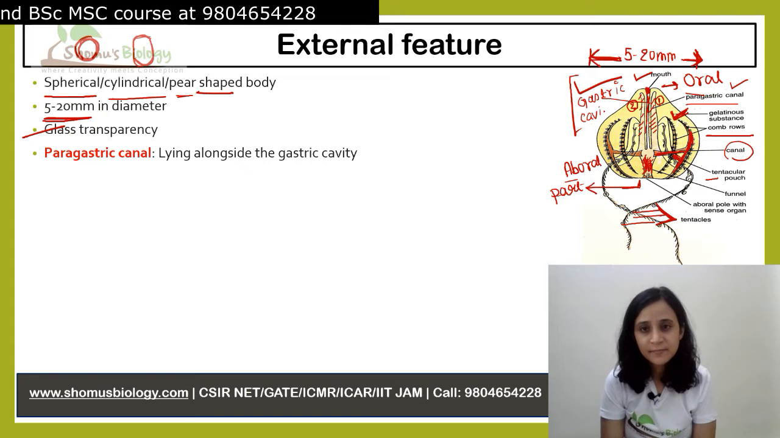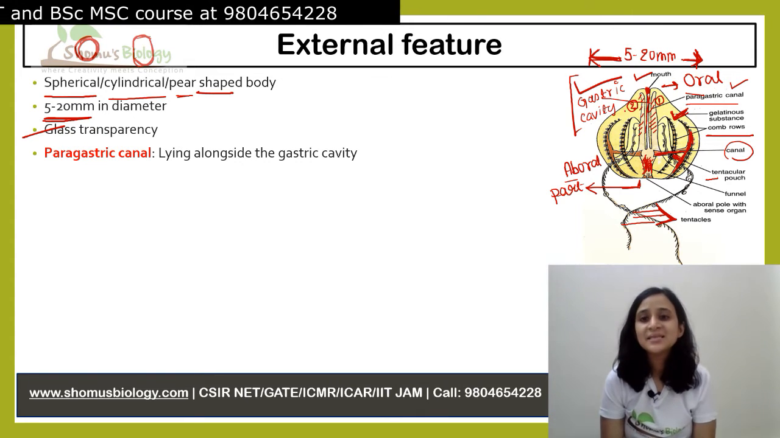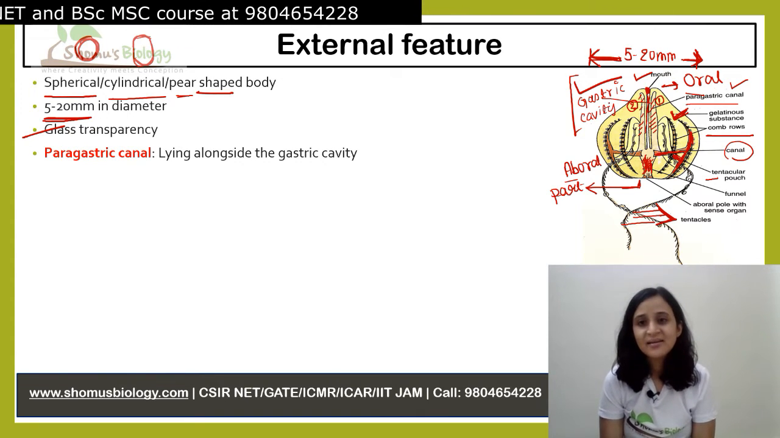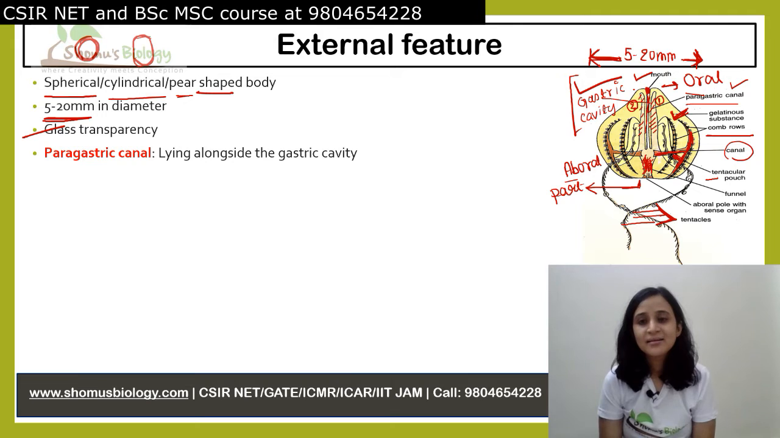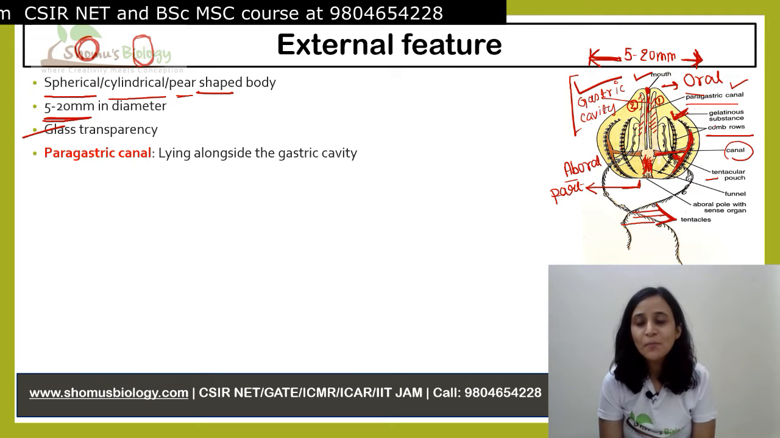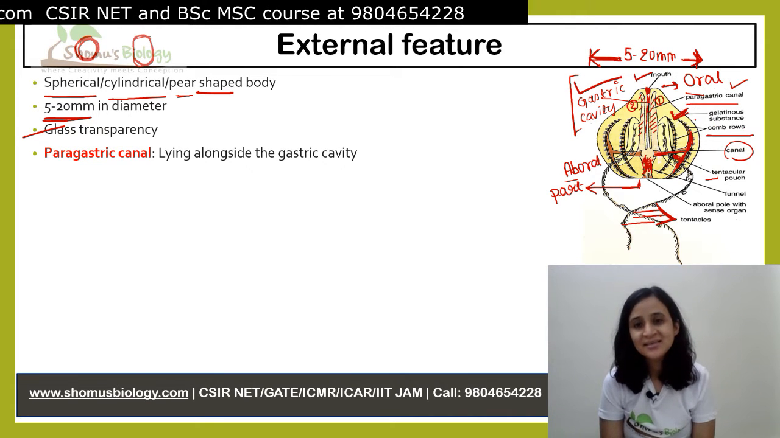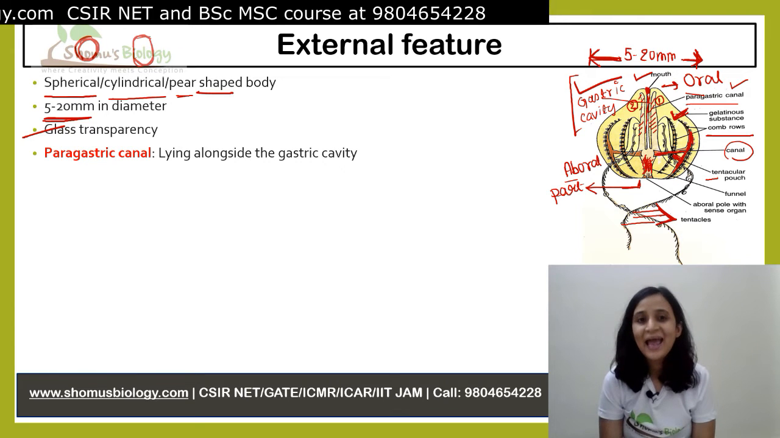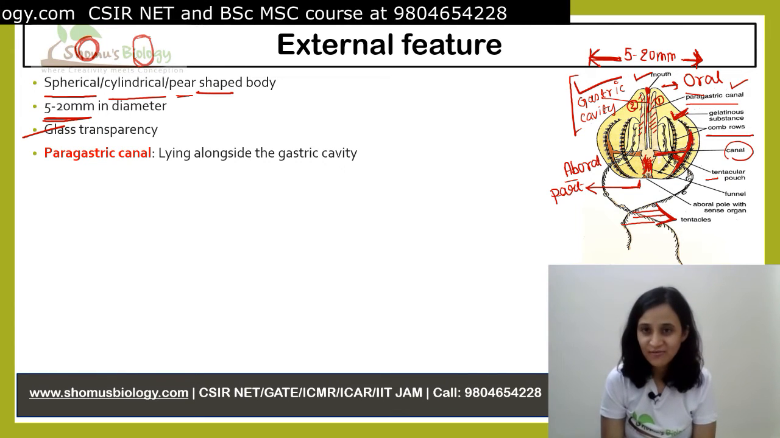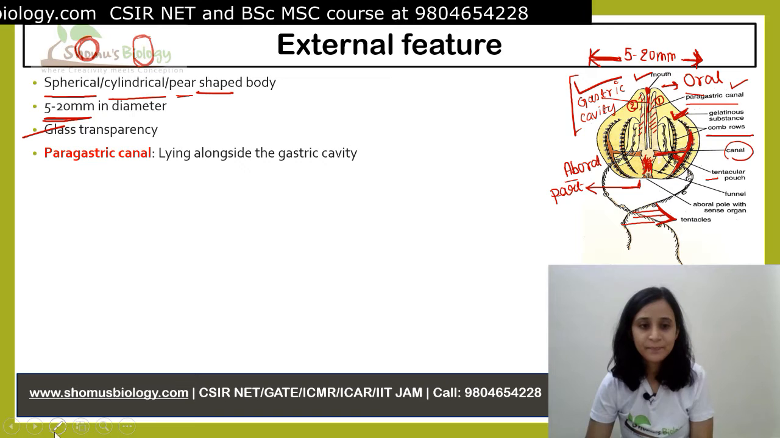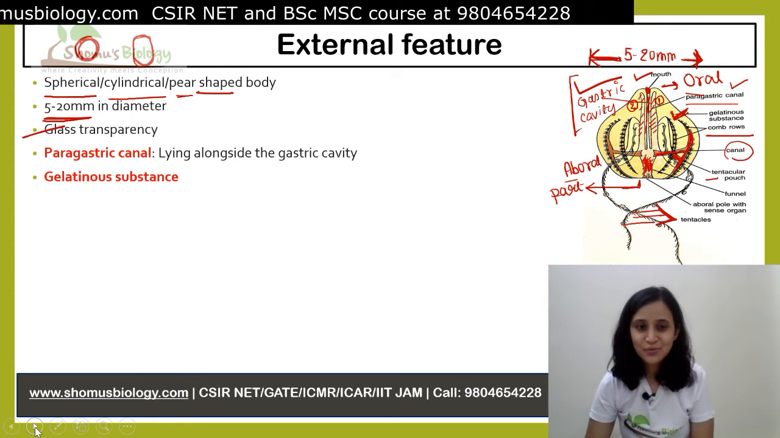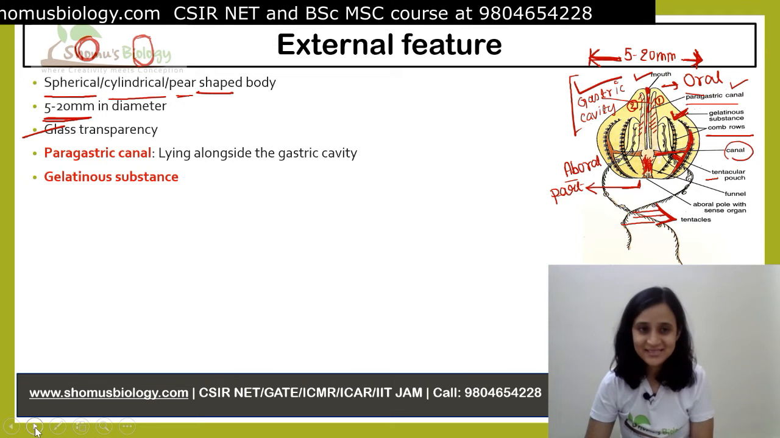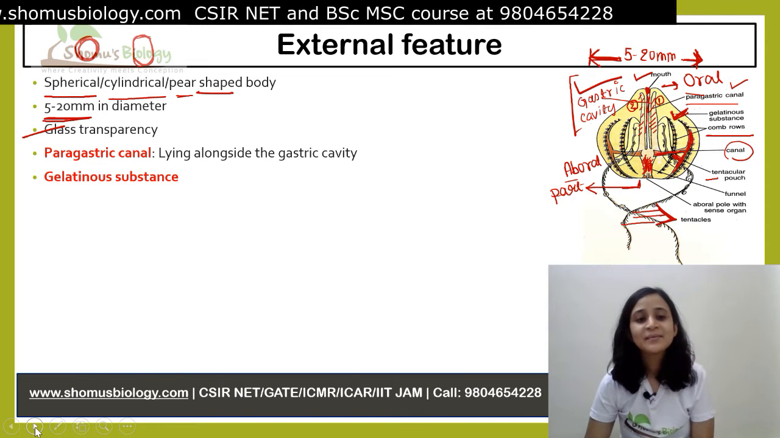Gastric cavity. So this is a cavity, and this cavity is actually the gastric cavity, and two paragastric canals are found alongside this gastric cavity. Okay. Next is the gelatinous substance. I have already told what the gelatinous substance is.